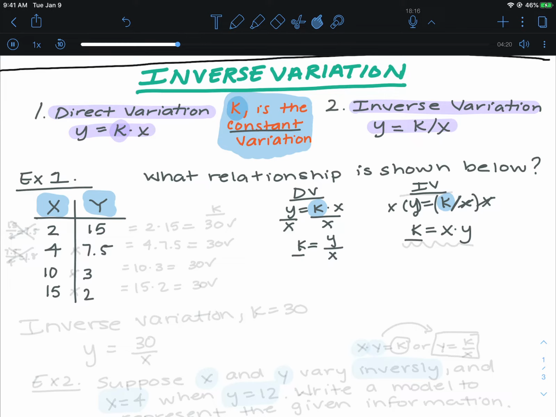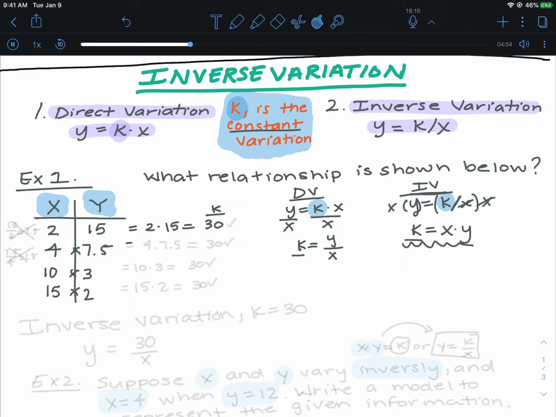So let's say if I were to try multiplication, I need to get the same k value every single time. So that means that here I would do 2 times 15. Well, what's 2 times 15? 30. So this right here is my constant k. So that means that if I continue to multiply these two over and over again, every single time that I do it, they should give me 30. If that works, then that means that this problem is going to represent inverse variation and not direct variation.